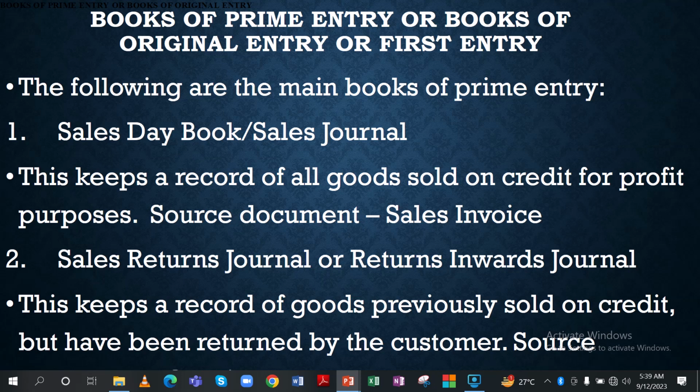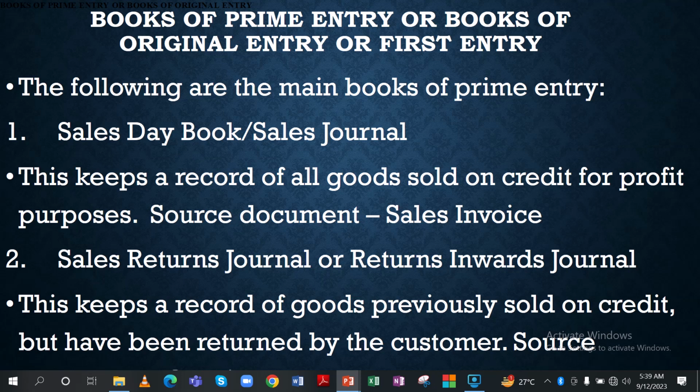Books of prime entry, or books of original entry, otherwise known as books of first entry. From the source document, the information first hits the following main books of prime entry. 1. We have the sales day book or sales journal. This keeps a record of all goods sold on credit for profit purposes. The source document in this case, as we have already heard, is a sales invoice.